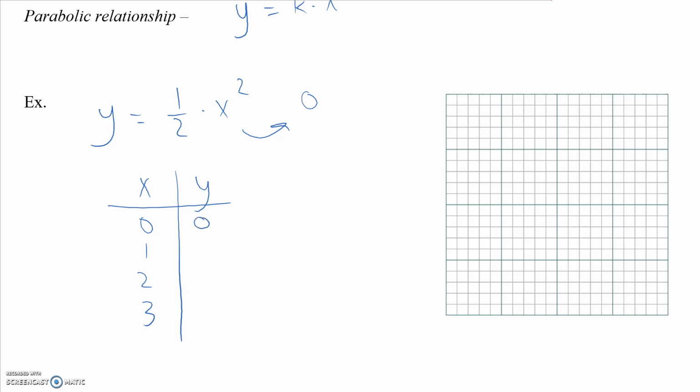When x is 1, 1/2 times 1 squared, that's just 1/2 times 1, or 1/2. You fill out the rest. We should get 2 and 4.5. Go ahead and plot these, just like before. You should get something that looks kind of like this.